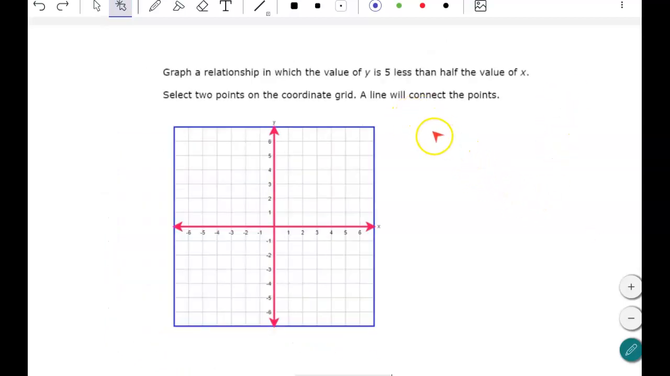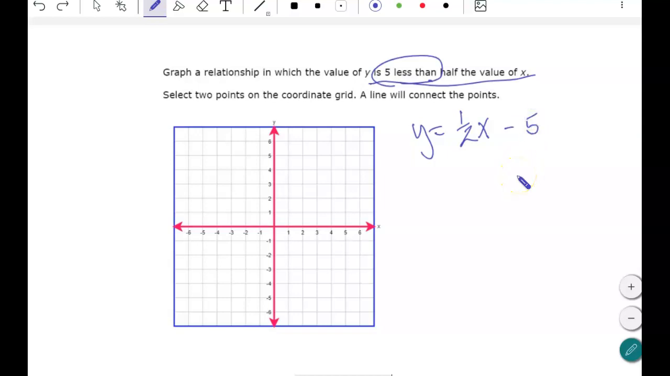Also graph a relationship in which the value of y is 5 less than half the value of x. Okay, so you have to actually translate this sentence first. And this part's kind of tricky here. y is 5 less than half the value of x. So first you have to start with half the value of x and then do 5 less than that. All right, so then it says to select 2 points.